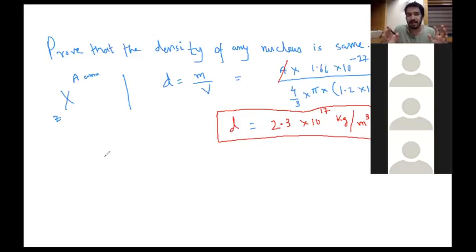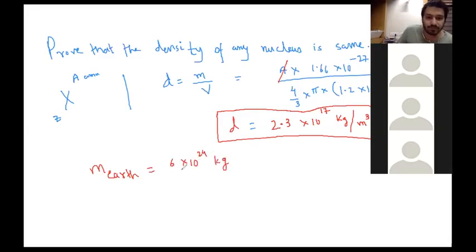Let's say I wanted to find out the volume which our Earth would occupy if it was this dense. If the density of the Earth was this much, what would its volume be? This is what I want to find out. Do you know the mass of the Earth? The mass of the Earth is 6 × 10^24 kg. Can you find out the volume?